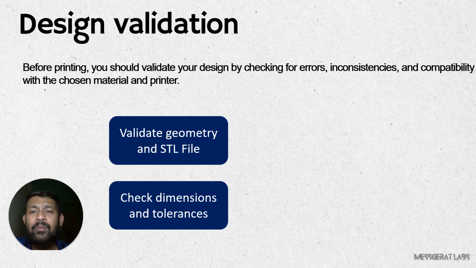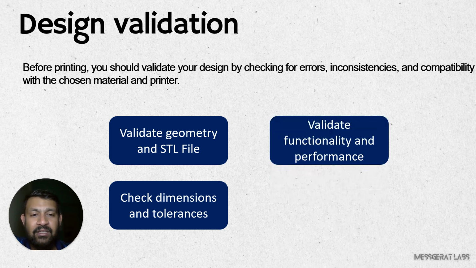For example, if you want to make a hole of 0.1 mm, which cannot be made in any 3D printing process, so you need to go back and check if you can make a 0.3 mm hole or 0.4 mm hole, or you don't need to make the hole at all. Later on, you need to develop that hole in any post-processing operation.